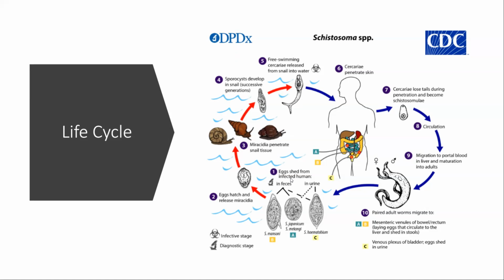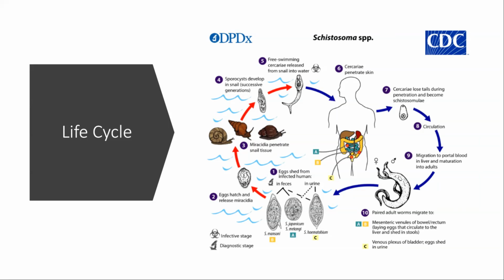First, the eggs are shed from the infected humans, either in feces or in urine. We can see these are the three most popular types. The eggs are hatched and released as miracidia, and then the miracidia penetrate the snail tissue. They develop, and we're back to where we were, where they become cercariae. The cercariae then are going to go ahead and start looking for humans, and they're going to penetrate the skin. I'm going to go a little bit deeper into what happens after they penetrate the body, but this is basically the entrance. The entrance could be any type of exposed skin.